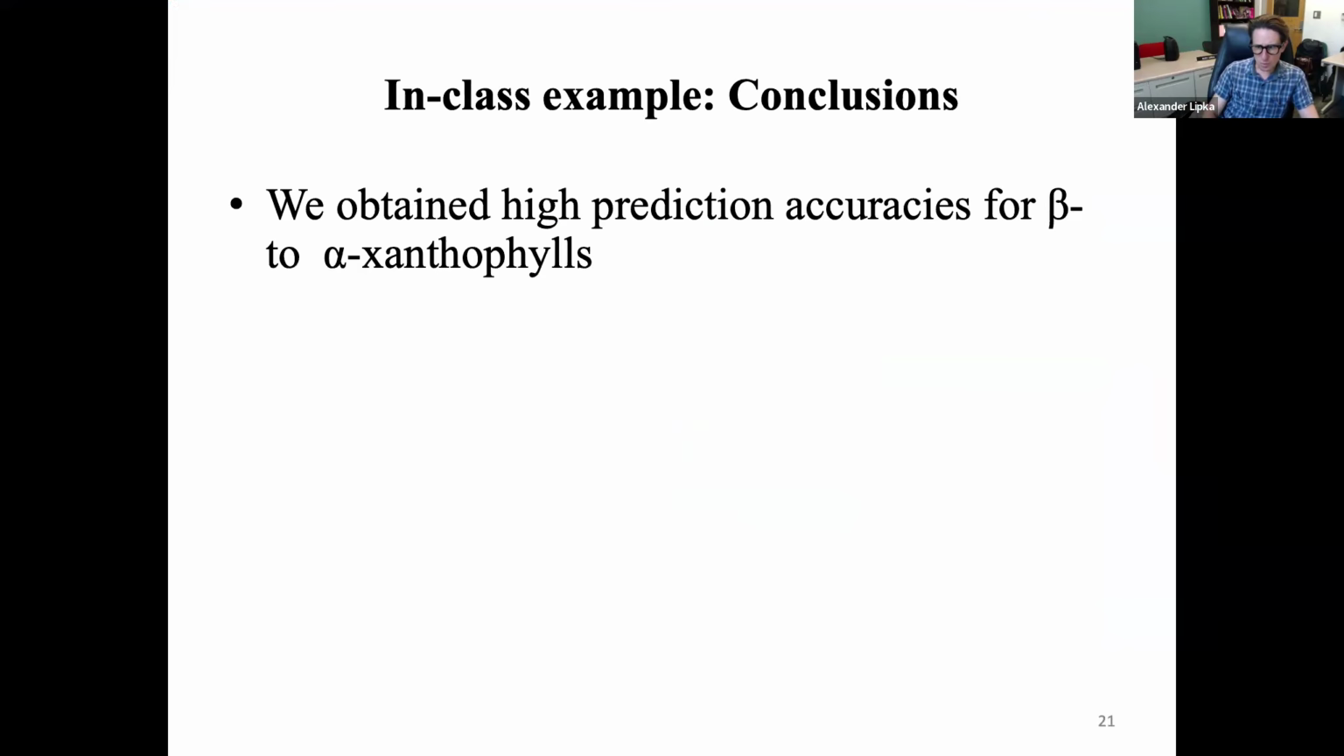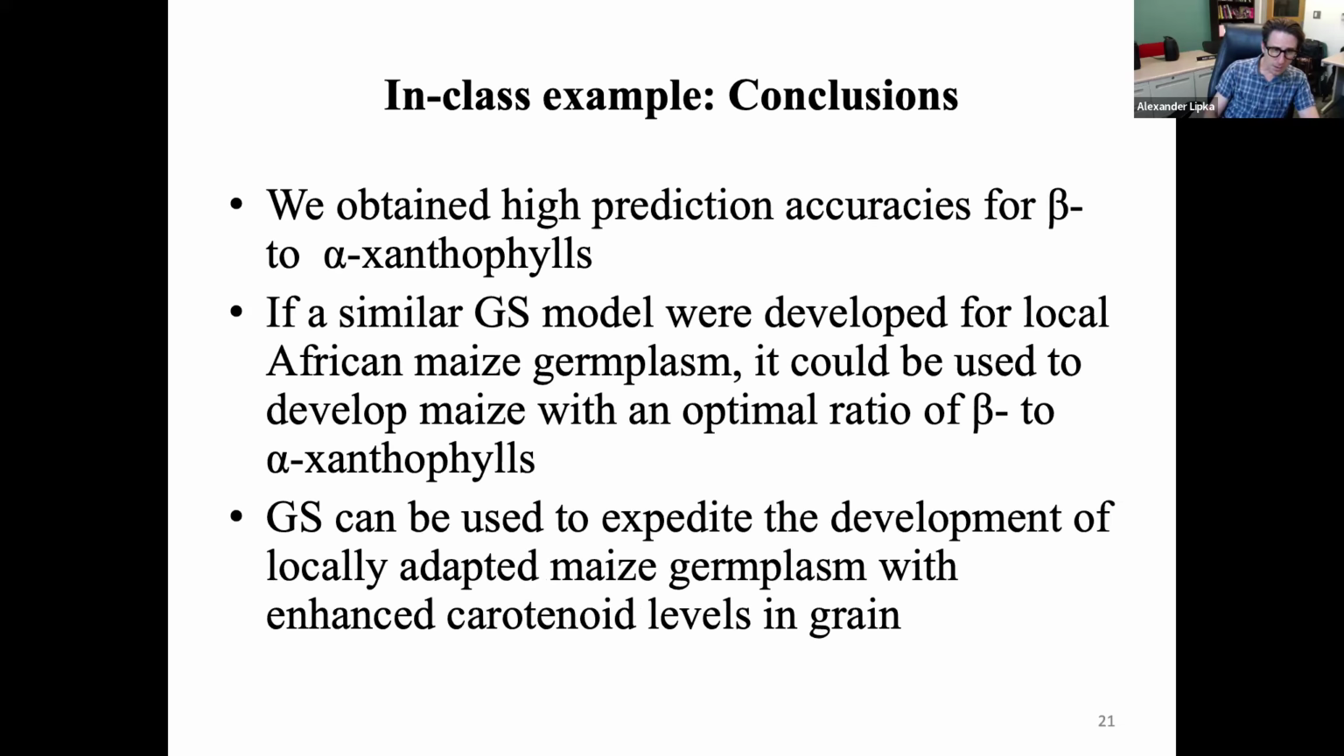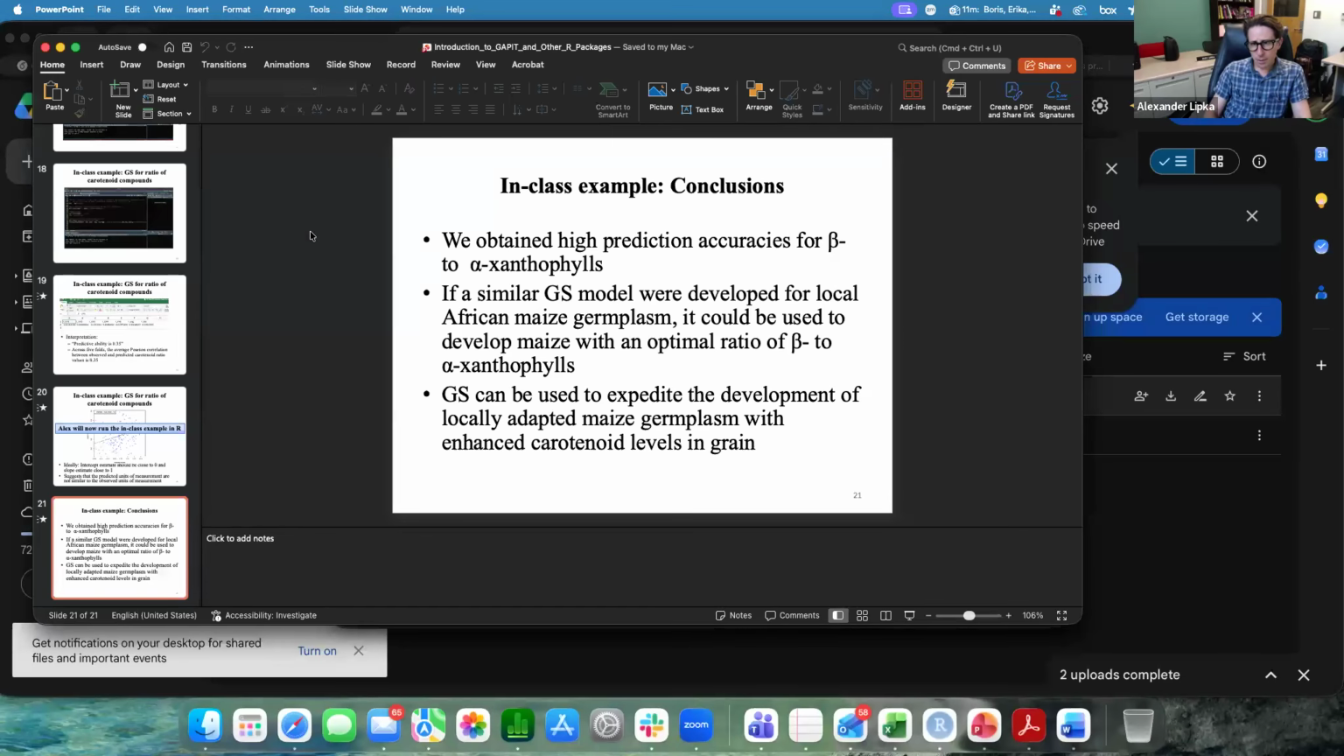So let me just run through the last slide, and then I think we have time for questions. We obtained high prediction accuracies, high predictive abilities for this ratio. If a similar model were developed for local African maize germplasm, it would be used to develop maize with optimal trait values or breeding values for this trait. Genomic selection can be used to expedite the development of locally adapted maize germplasm with enhanced carotenoid levels. Okay, so that is my lecture. Are there any questions?